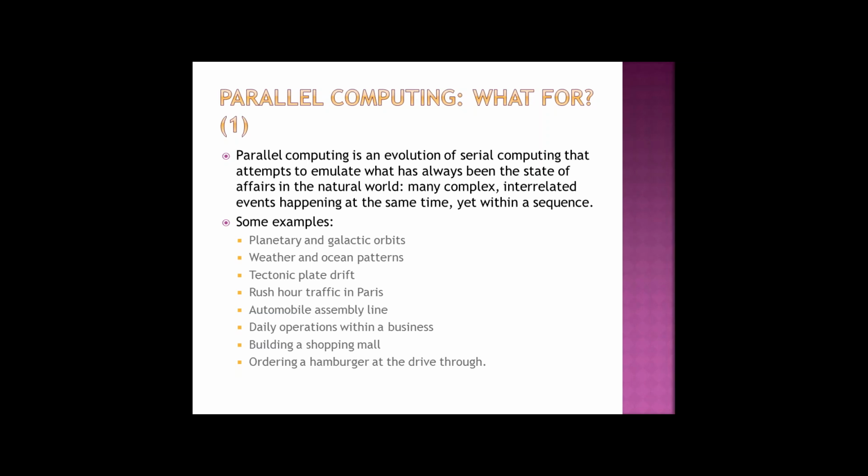Many complex, interrelated events happening at the same time, yet within the space. That is, interconnected events are also happening at the same time, yet within the space. Some examples are included for parallel computing. So in simple terms, what is parallel computing? It is an evolution of serial computing that is used to emulate what has always been the state of affairs.